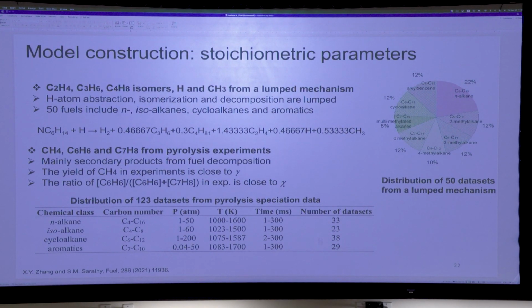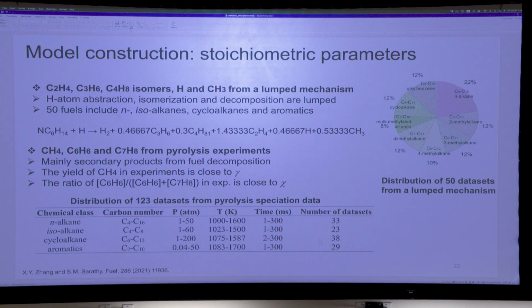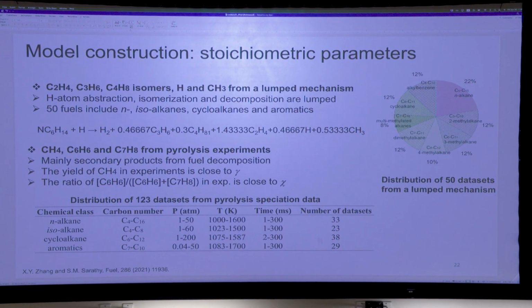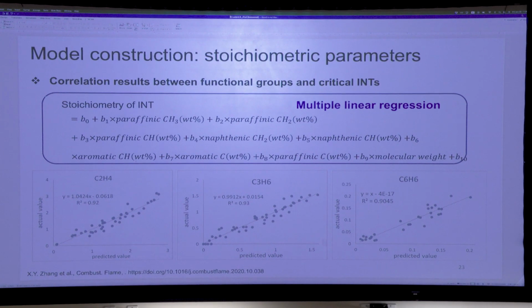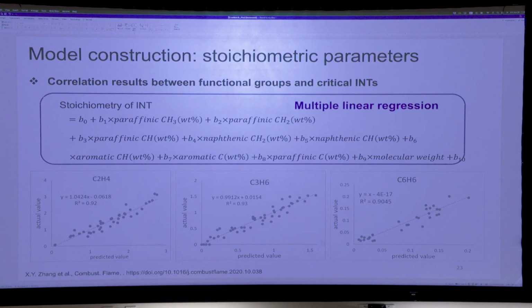We trained, again, for these 123 data sets, all the different hydrocarbons are there, the functional groups that are there. We fit a multilinear regression model to say what the yield of these components would be for the HiChem model. And okay, the fits are never perfect. It's not like you get one perfect answer.